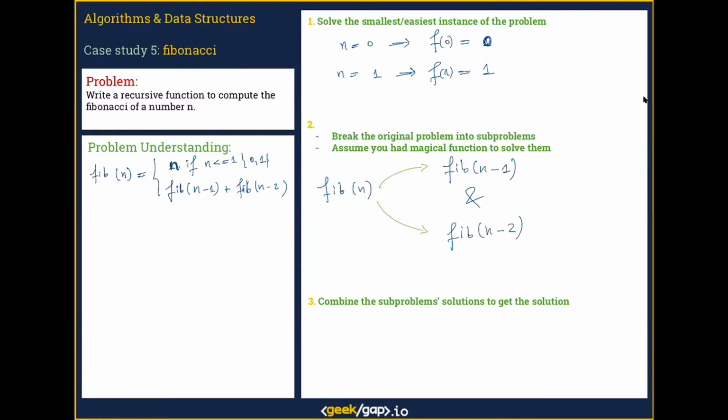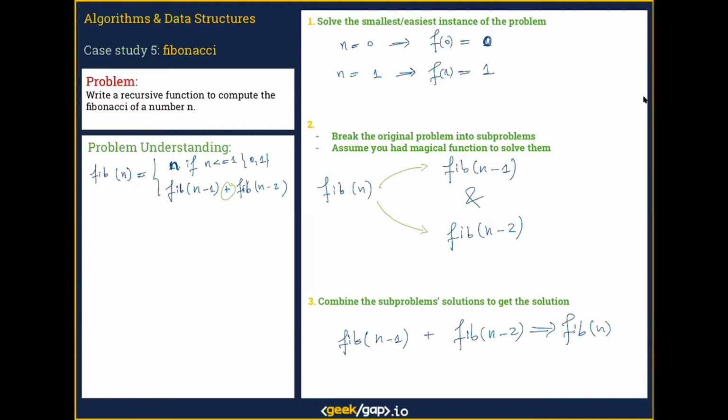Well, once we have the sub-problems solved, how can we combine the sub-solutions in order to get the actual solution that we're looking for? Well, that too is given to us, this plus here. So once we have these two solved, what we have to do is simple. We just have to sum fib of n minus 1 plus fib of n minus 2, and this will give us fib of n, Fibonacci of n. So far, so good, right?